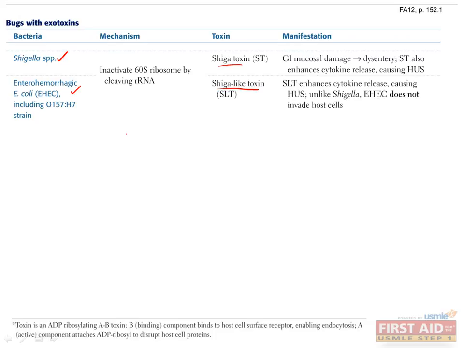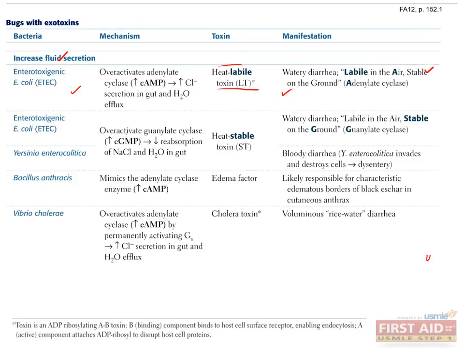Both Shigella and E. coli O157:H7 can cause HUS, or hemolytic uremic syndrome, by stimulating cytokine release. HUS is a very serious complication particularly associated with enterohemorrhagic E. coli infections that presents with the triad of renal failure, hemolytic anemia, and thrombocytopenia.